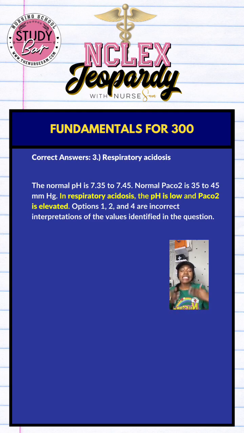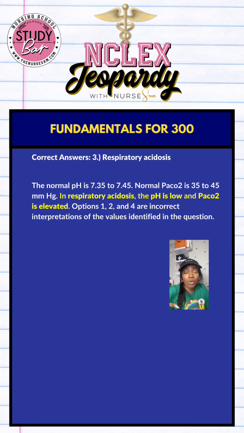The normal pH is 7.35 to 7.45. The pH of the lab results that were given was 7.3. That is below 7.35, so that would make it acidic. So we already know that the pH is acidic just based off of that information. Cool. Push it to the side.